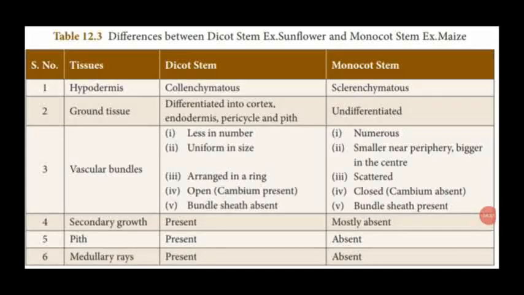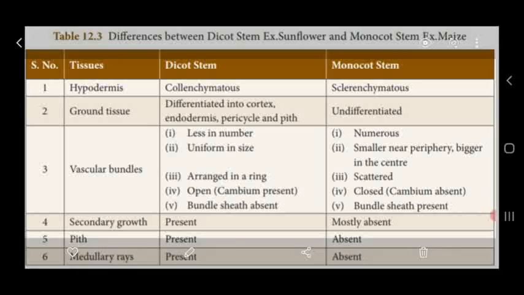Dear students, I have shown the diagram of collenchymatous cell. That means it is a basic parenchyma cell with a lot of intercellular spaces, but the cell corners are having darkened thickening. That is called collenchymatous cell. In monocot stem, it is sclerenchymatous cell. So both of them are giving mechanical support in dicot stem and monocot stem.